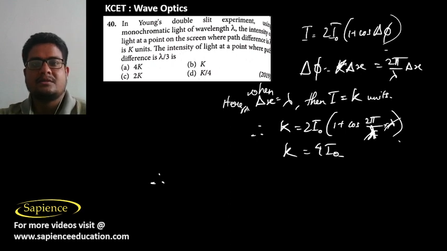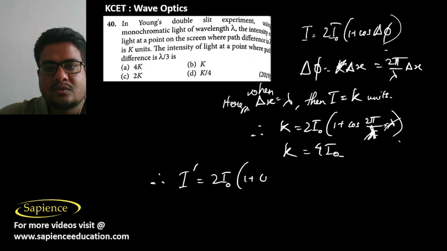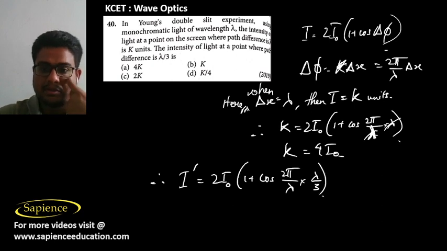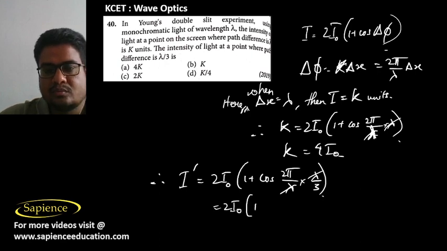Therefore the intensity of light at a point where path difference is lambda by 3 is, so therefore the intensity I dash will be 2 I naught into 1 plus cos of 2 pi by lambda into lambda by 3, where the path difference is lambda by 3. So lambda and lambda will cancel out. So this will be 2 I naught into 1 plus cos 2 pi by 3, and cos 2 pi by 3 is cos of pi minus pi by 3. So this is equal to minus cos pi by 3.